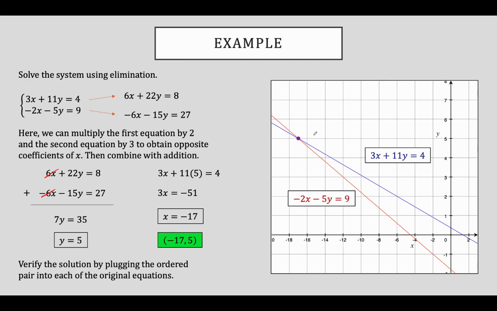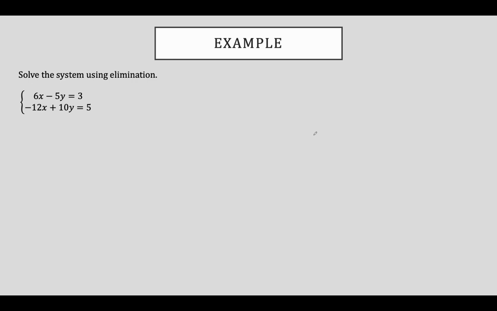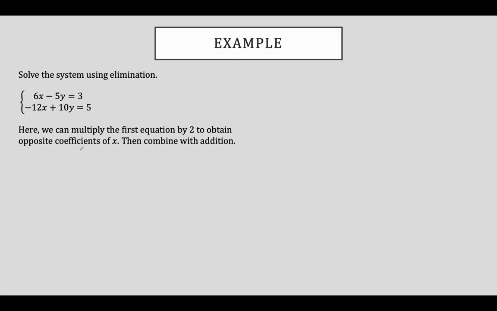Okay, couple more here. Solve the system using elimination. All right. Well, again, why do we want to use elimination in this case? Well, if we try to use substitution, we are going to end up dealing with some ugly fractions. So, which variable do we want to eliminate? Well, if I'm looking at my x's here, I notice if I multiply this first equation by 2, I am going to obtain opposite coefficients of x, which means when we combine them, the x's are going to disappear.